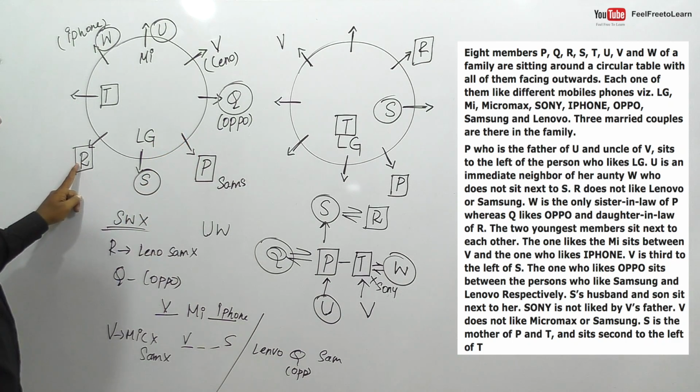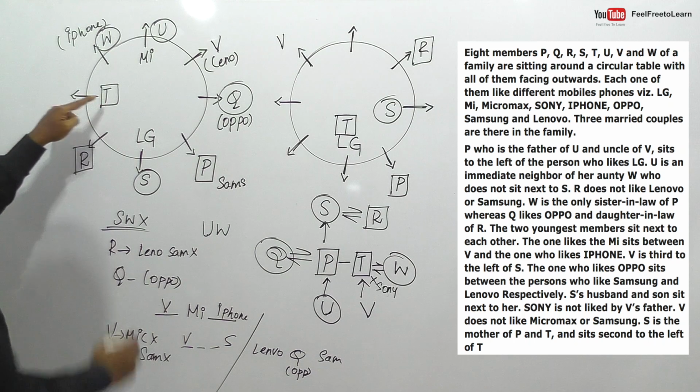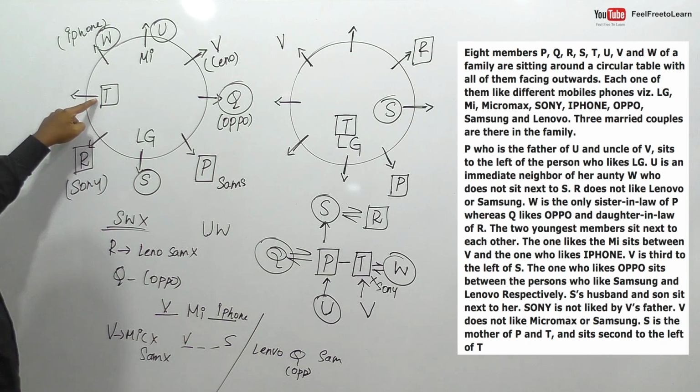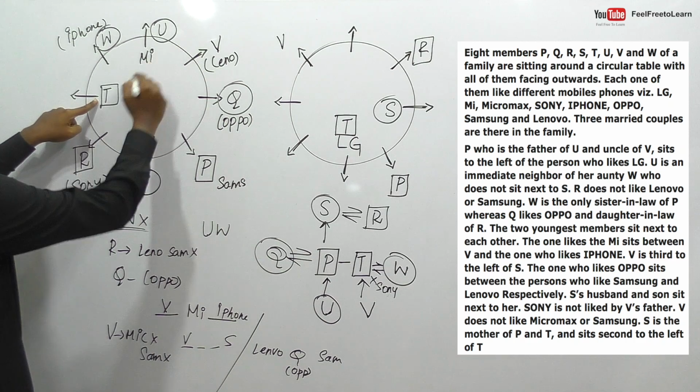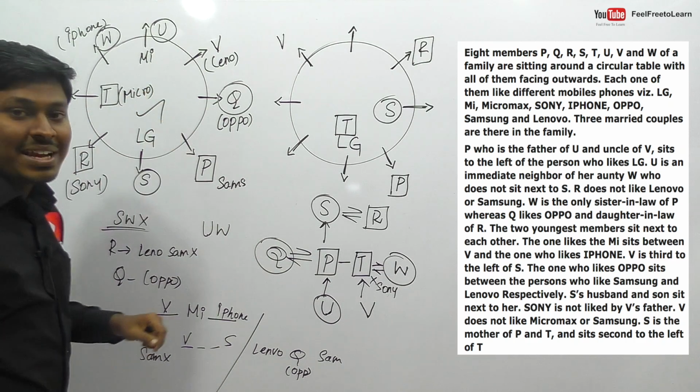We know that the V's father T does not like Sony, so T does not like Sony. We can say that R should be Sony, and the remaining only one thing, that is Micromax, right? This is MI mobile, so this is Micromax, friends. So finally we can say that this arrangement will be correct.